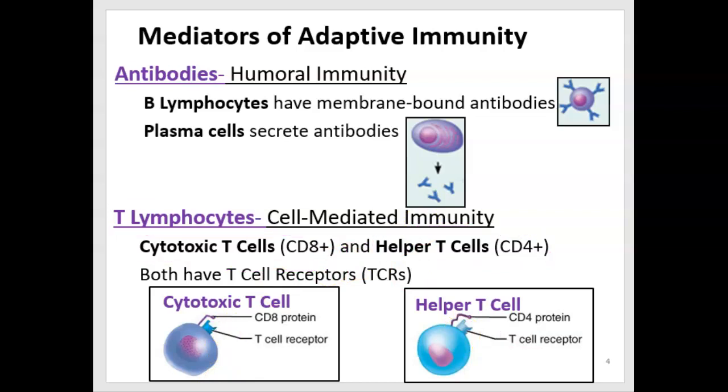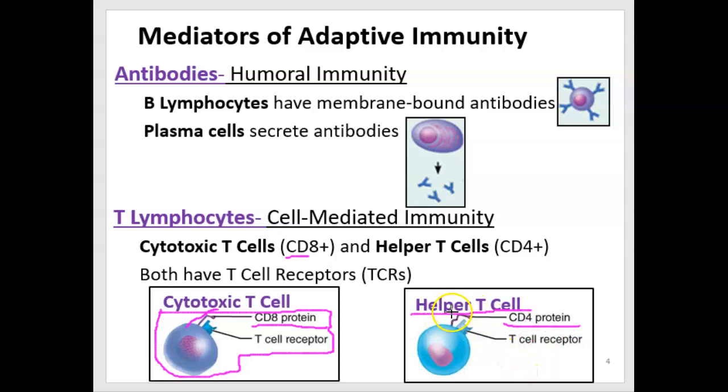So cytotoxic T cells are also called CD8 positive cells. CD means clusters of differentiation. It doesn't matter. The point is that there's another little molecule close to the T cell receptor that somebody named CD8 protein. And cytotoxic T cells that have this CD8 protein are going to behave just a little bit differently than helper T cells that have a different protein or cluster of differentiation called a CD4 protein.